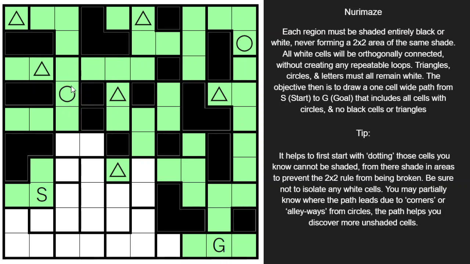And now this circle here, if we think about the path, it has to go through that circle. And so if we make this shaded, that creates a dead end here, right? The loop or the path would go through this circle, and over here it'd be a dead end. Over here is a dead end. So this has to be unshaded.